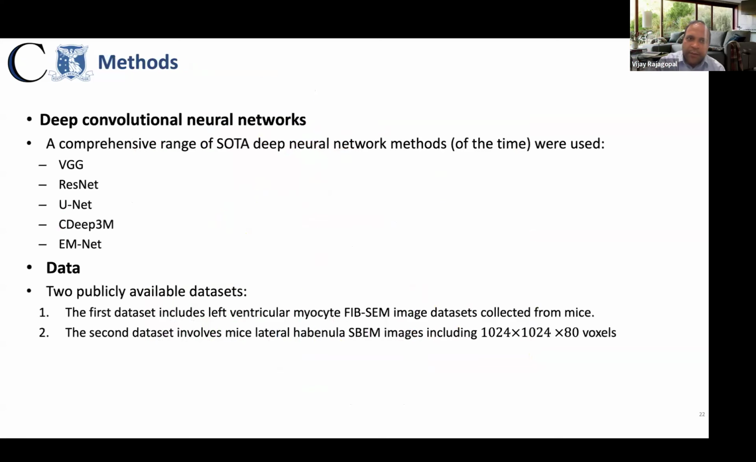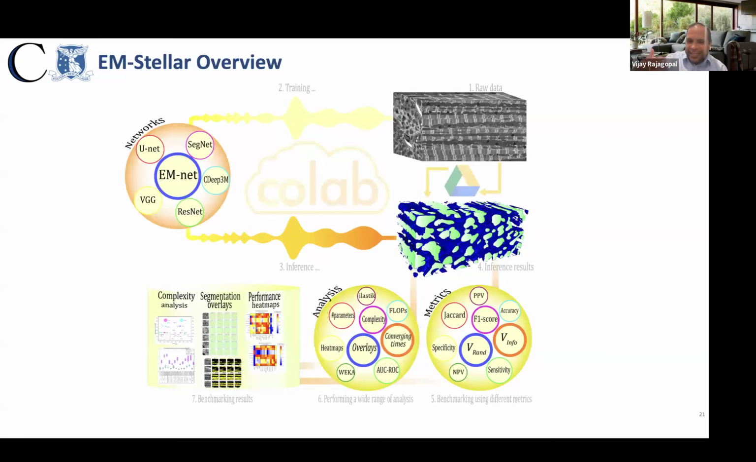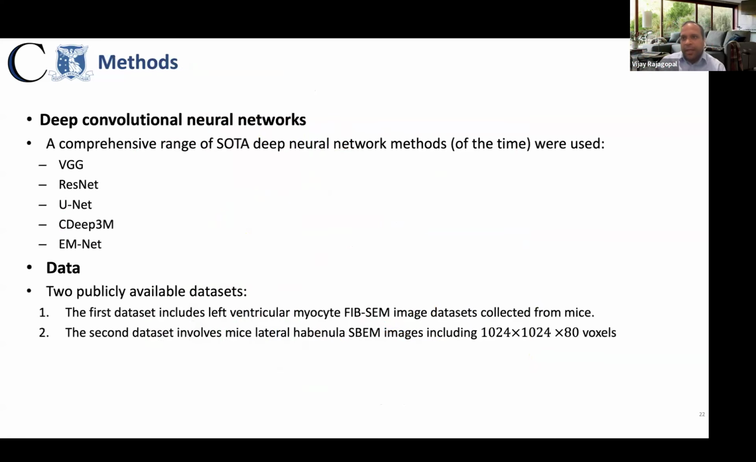So this process of testing out different models and then outputting the result really helped us learn what makes for a good model. Interestingly, you'll see the answer is actually quite complicated. Just to briefly summarize what types of models exist in EM Stellar, we put together this combination of VGG, ResNet, UNet, and CDEEP3M, which was another new one that had come around the same time as EMNet. So we added all of these models together, and we had these two publicly available data sets.